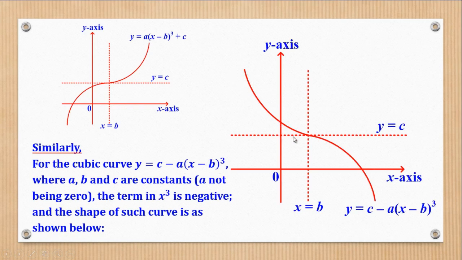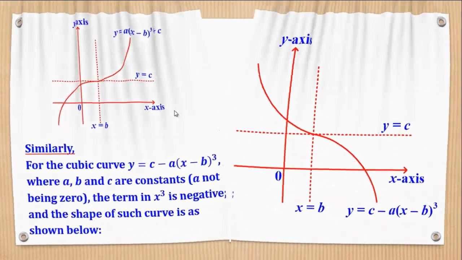It starts with a negative gradient and ends with a negative gradient. For this case, where x cubed was positive, it started with a positive gradient and also ended with a positive gradient. So this will be the difference between the two kinds of curves. So always, when you're dealing with cubic functions, first look for the sign on x cubed.